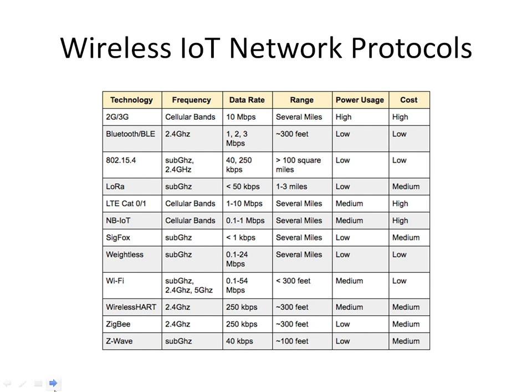The wireless IoT network protocols are compared by frequency, data rate, power range, and cost. 2G and 3G are high on some of these measures, Bluetooth can be low, LoRa is low to medium, LTE Cat is high, and NB-IoT cost is high, while the range for wireless short and medium varies between high, low, and medium.